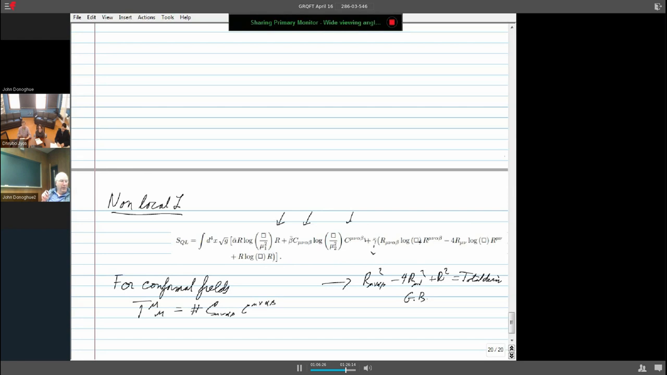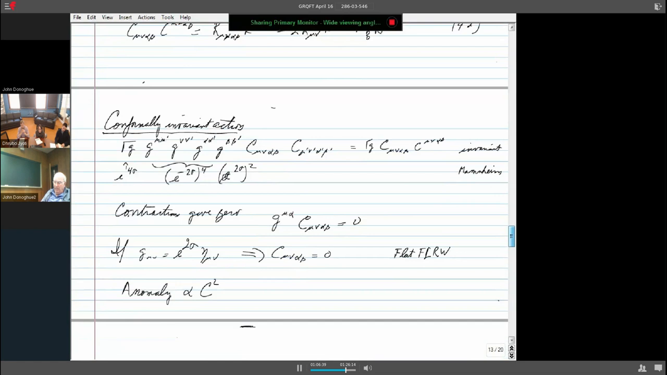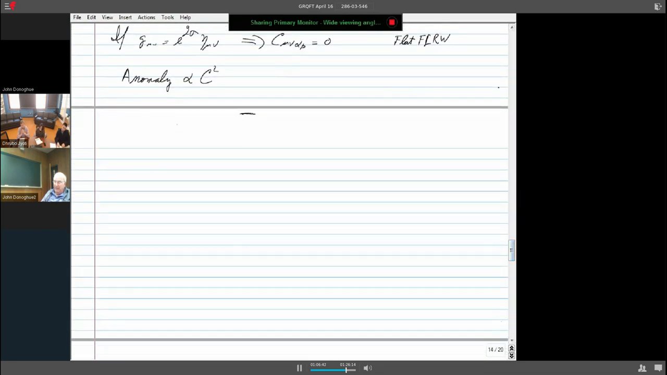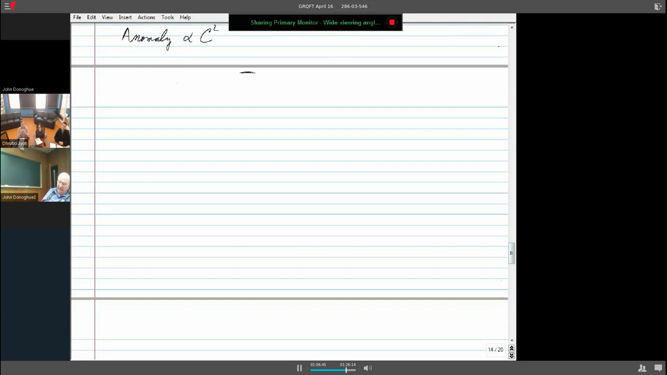If you write it in this basis, when I form the anomaly, that particular combination is a total derivative, so it doesn't influence any matrix elements. C squared remains. If you go back and look at the coefficients up here, in this basis we used alpha bar, beta bar, gamma bar. For conformal fields, all the alpha bars vanish, the beta bars all have the same sign, and the gammas are irrelevant because they give a total derivative.